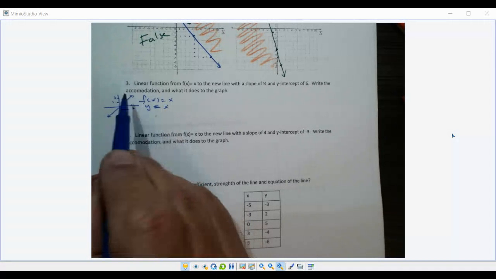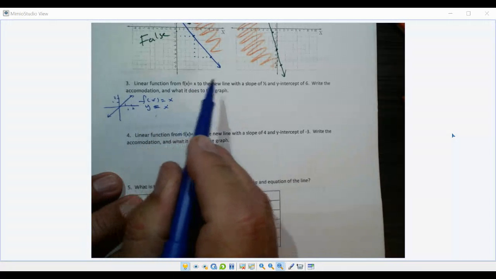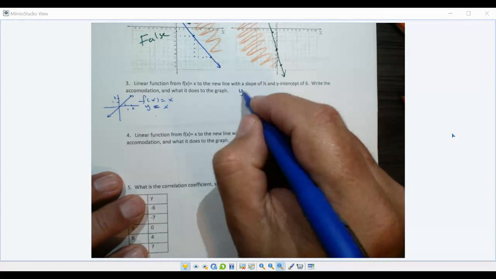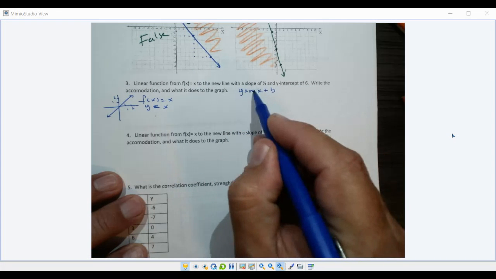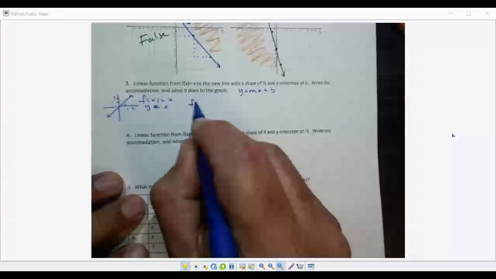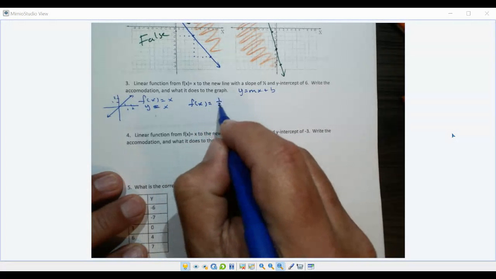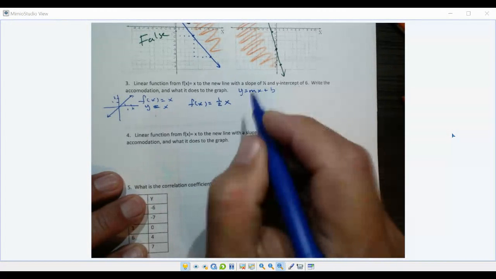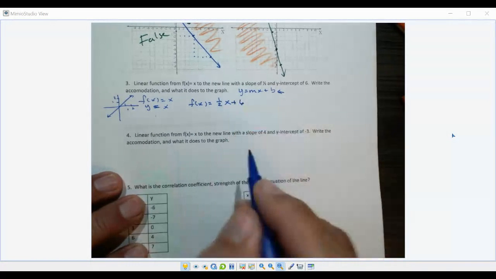All right. So in this case, if you read the question, it says a linear function f of x, that's the parent function, to the new line with a slope of 1/2. Well, don't forget the slope-intercept form, y equals mx plus b, and the slope is the number in front of x. So we're going to say f of x, which is the same thing as y, I could use y if I wanted to, 1/2 x, because it says the slope, and the y-intercept is 6. The y-intercept is the guy that's in the back. Since it's positive, it's plus 6.